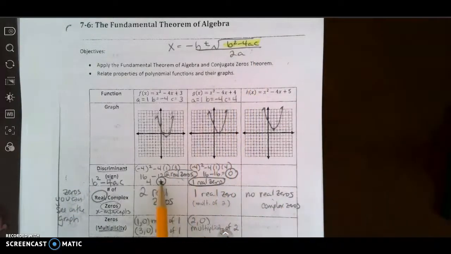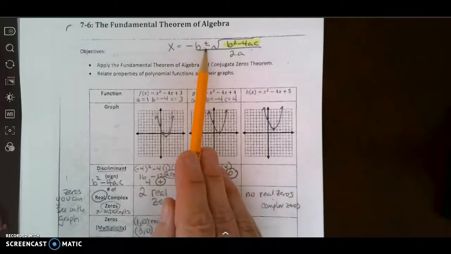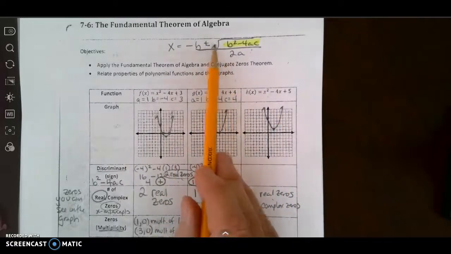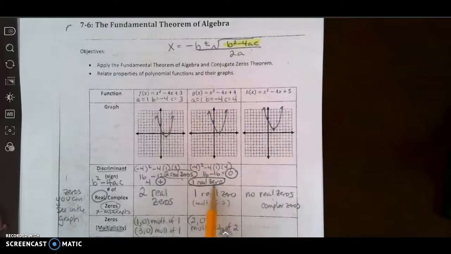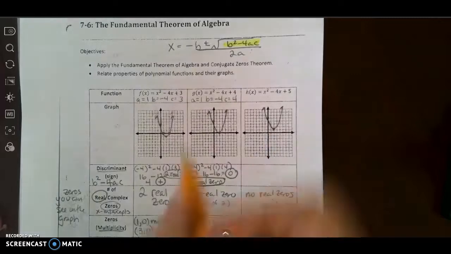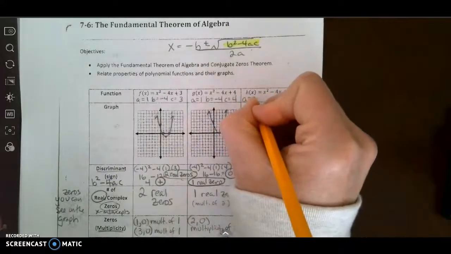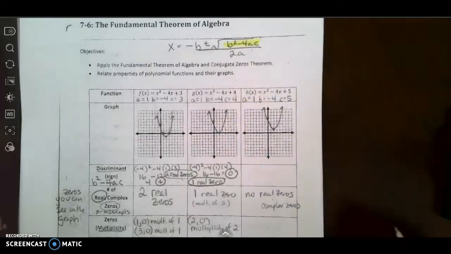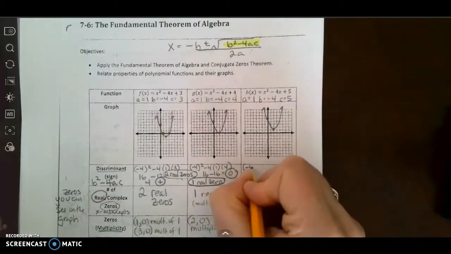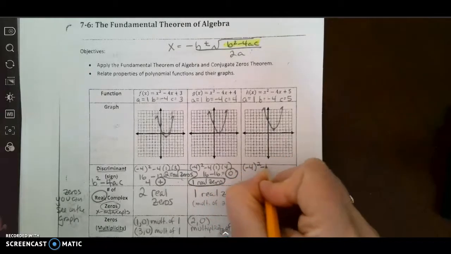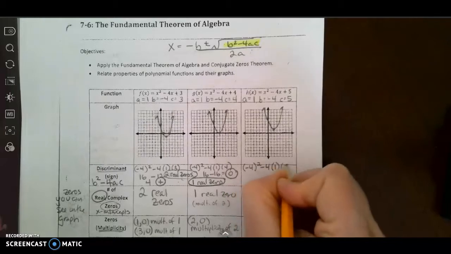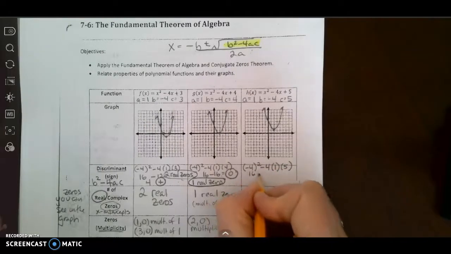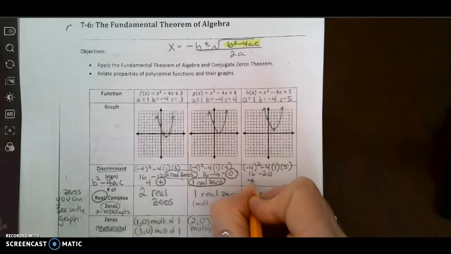That's why we only have one real 0 when the discriminant is 0. So if the discriminant is positive, we get two answers. One where we add this number, one where we subtract. If it's 0, that goes away and we only have one answer, opposite of b over 2a. Let's see what's going to happen with this discriminant. A is 1, b is -4, c is 5. B squared is -4 squared minus 4 times 1 times 5. So I end up with 16 minus 20. I get -4.